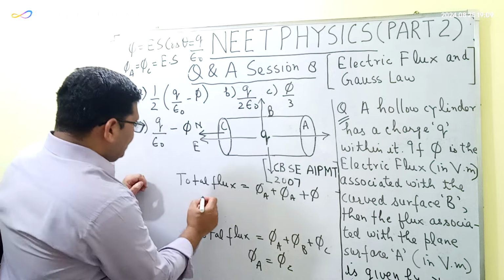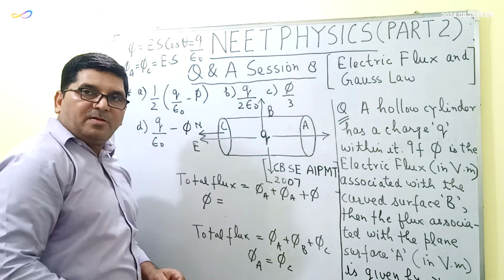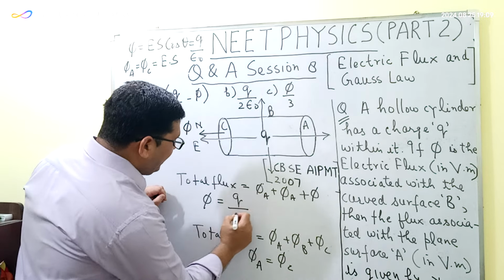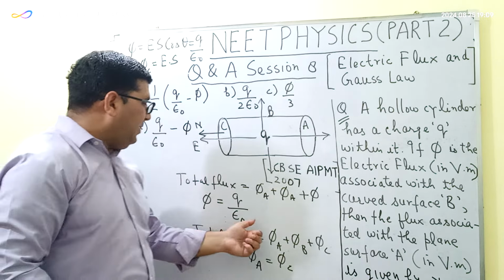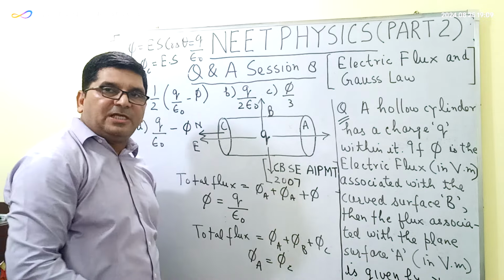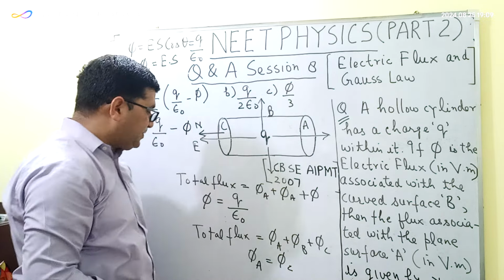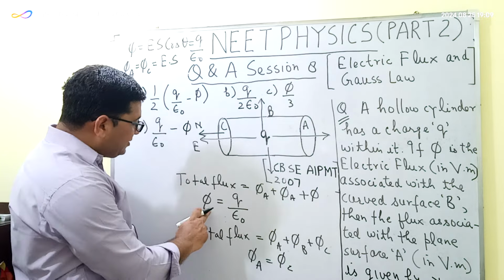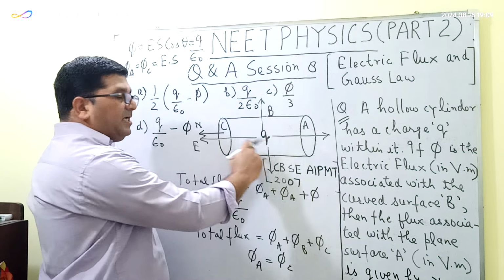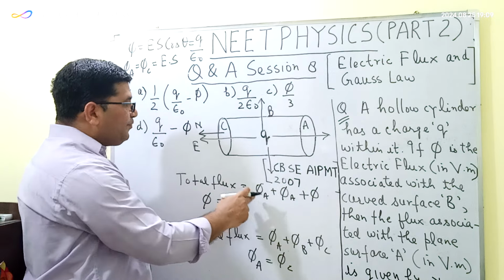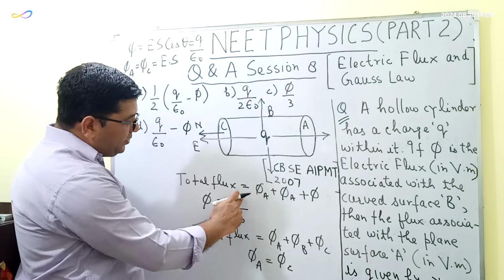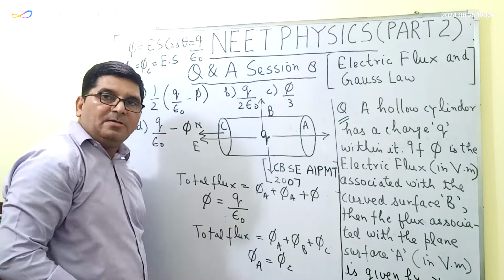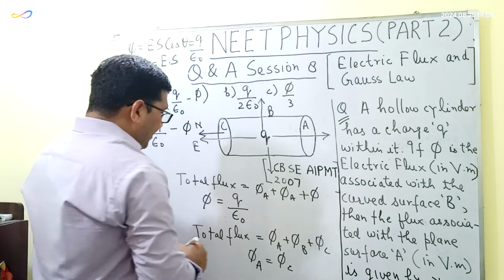Now as per the Gauss law, the total flux associated with a closed surface is equal to the charge enclosed by it divided by epsilon naught, if this hollow cylinder is lying in free space. So if we consider this hollow cylinder to be lying in free space, then the total flux associated with this hollow cylinder will be equal to Q upon epsilon naught, where Q is the total charge enclosed by it and epsilon naught is the permittivity of free space.